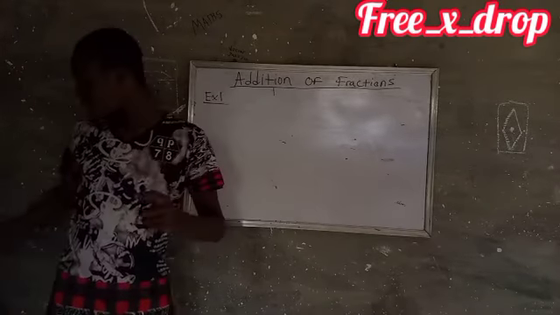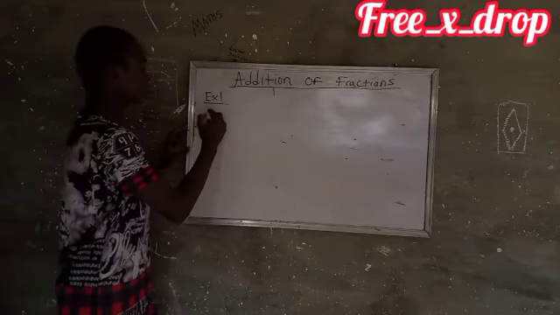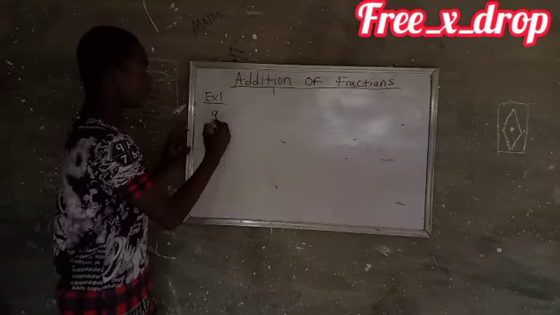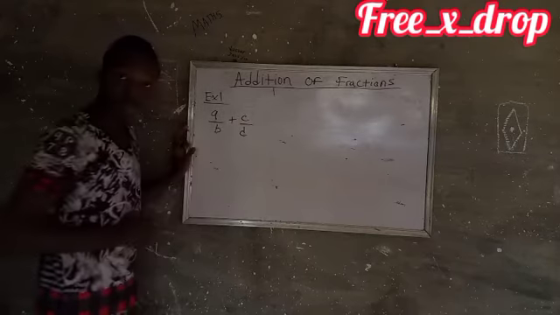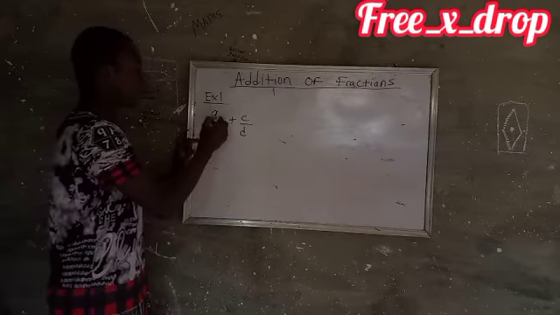Now, you're going to be having a formula to solve. This formula is like this. You have, for example, let me use this to show you the formula. You have A over B plus C over D. Now, this is what you do.